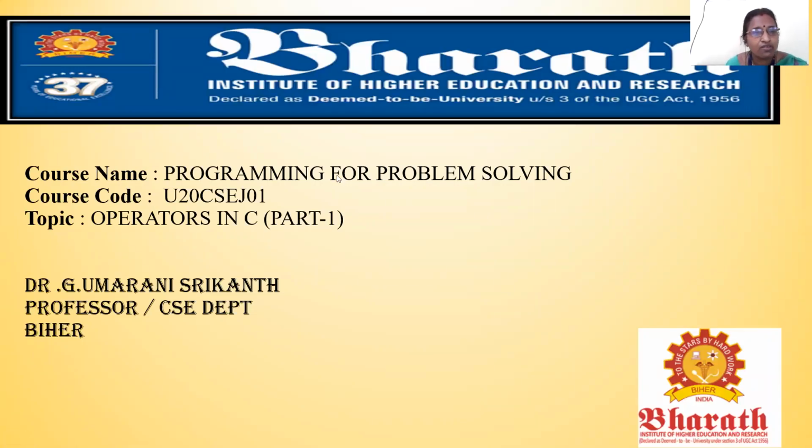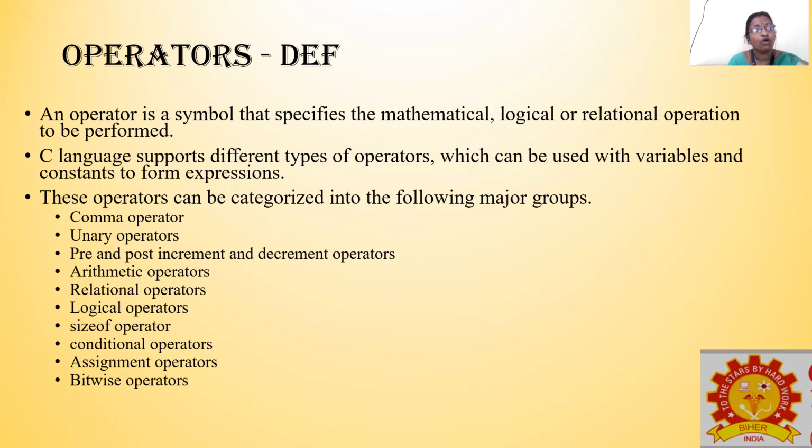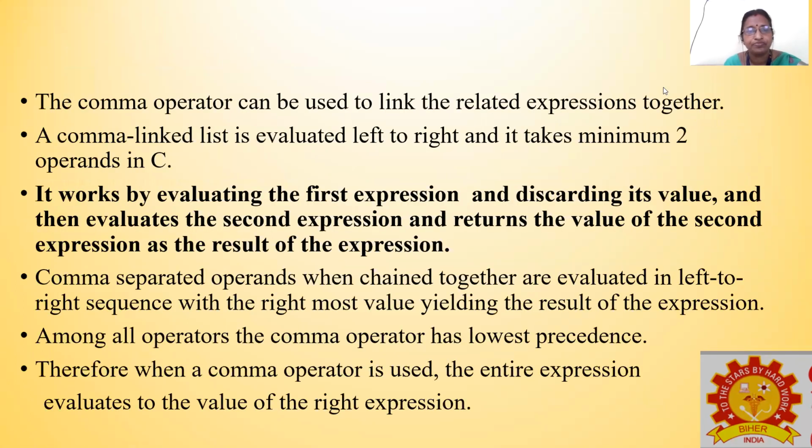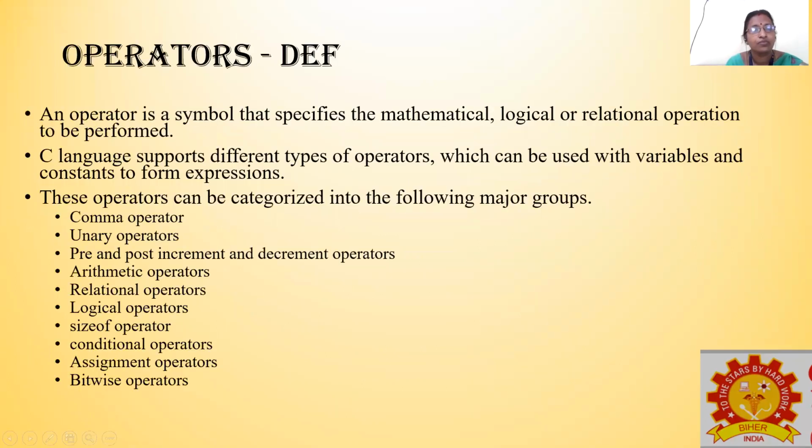So in this class, we are going to see operators in C, part 1. What do you mean by operator? An operator is a symbol that specifies mathematical, logical, relational operations to be performed. C language supports different types of operators, which can be used with variables and constants to form expressions.